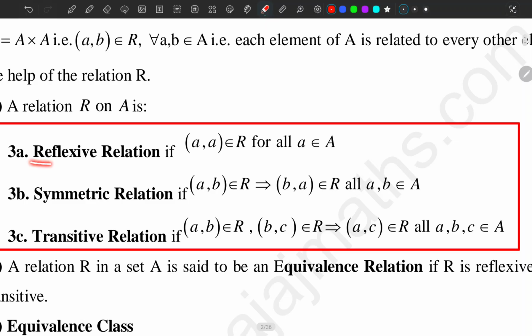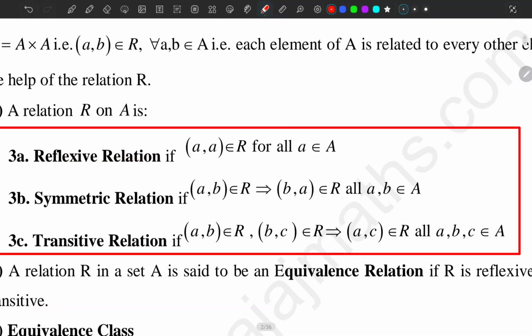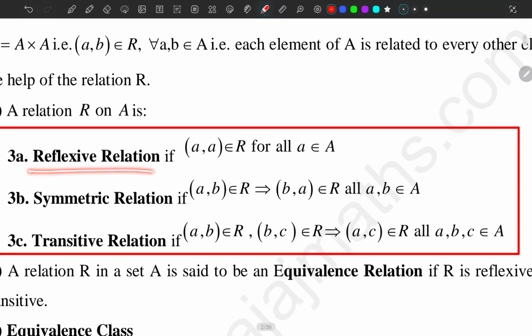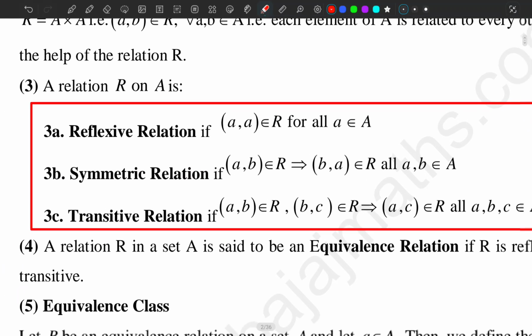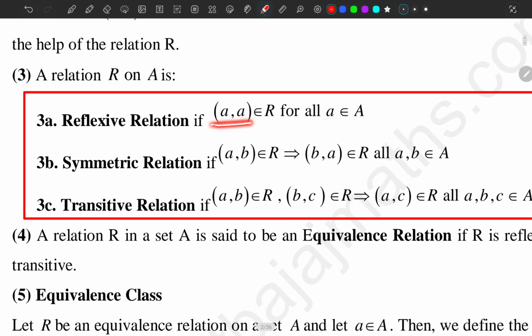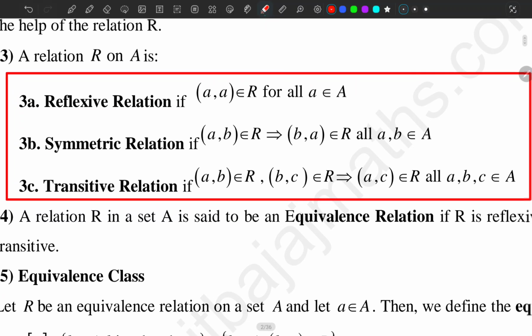So first we have reflexive relation. It's a type of relation. Reflexive relation says a number or an element is relating with itself, and if it is, then that relation is called reflexive relation. Like here you can see (a, a) belongs to R for all a belongs to A. So this is called a reflexive relation.